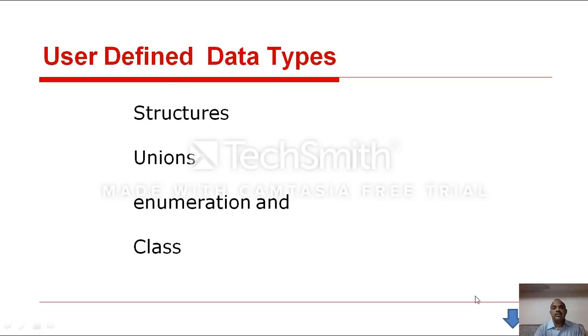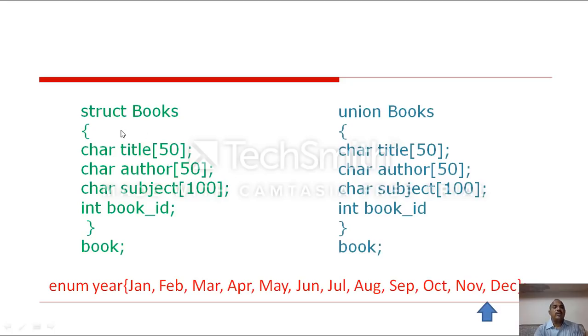Simply, come here, this is the structure, struct books. Here character title 50, I mean we will store 50 characters in a title. This is a string variable. String is nothing but a collection of one or more characters. Your title is a string variable. Then the next one, character author of 50, author name also 50 characters maximum size. Then character subject 100 bytes, then integer book id. This is the book.